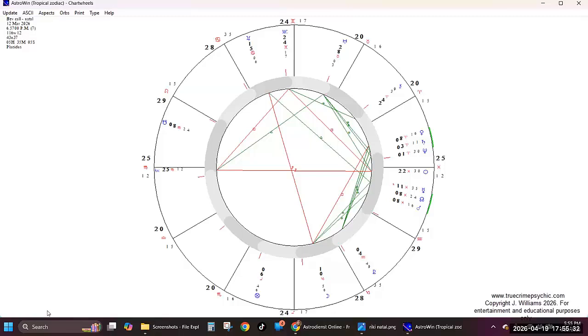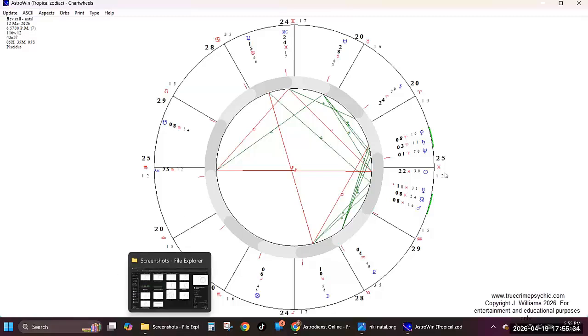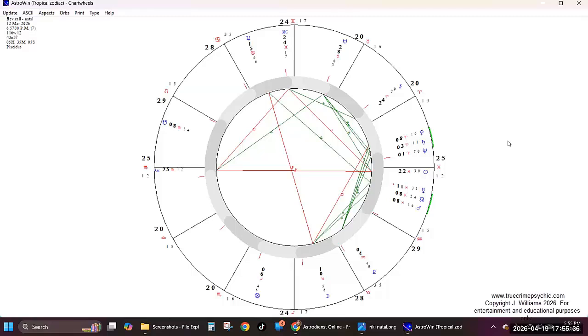So let's say I've got Mars or Neptune going through my sixth house. My diet's probably going to be crap. And if I've got Jupiter going through my sixth, I'm probably eating too much. There's a lot you can tell about the diet by looking at the sixth house.